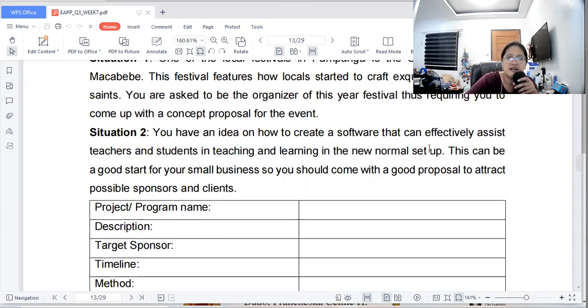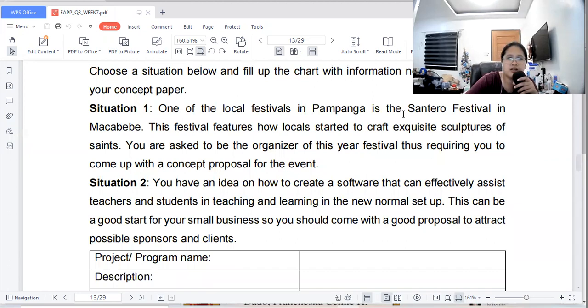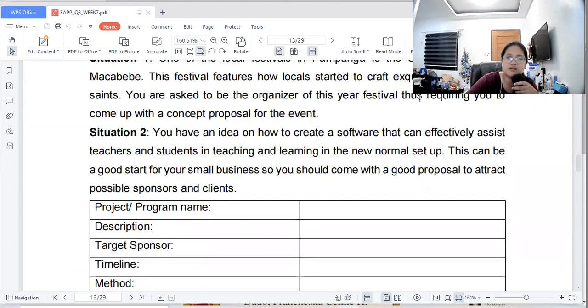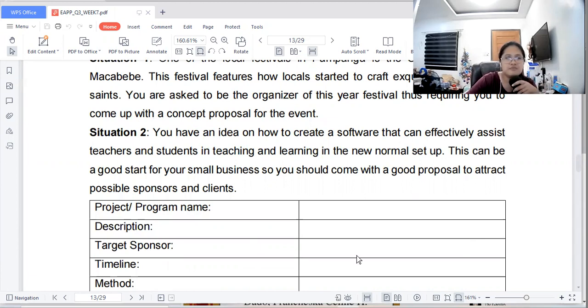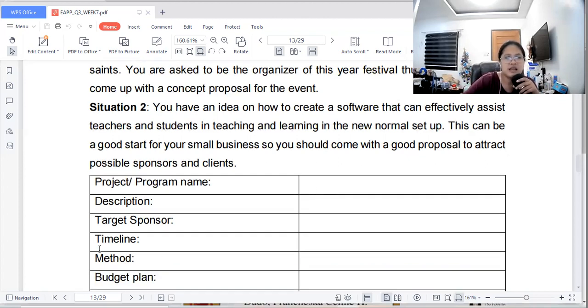So this is like Santero Festival, ikaw yung organizer. So, ano yung pangalan ng program? Dapat connected dito kay Santero Festival. Ano yung description? Ano yung pakulo mo? Anong something different? Okay? Then, who is your target sponsor? Yung dapat aligned dun sa vision. Something cultural. Something about fiesta. Okay? Something about festivals. Timeline. Siyempre, within the time period ng festival.